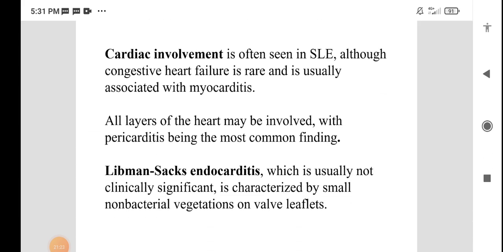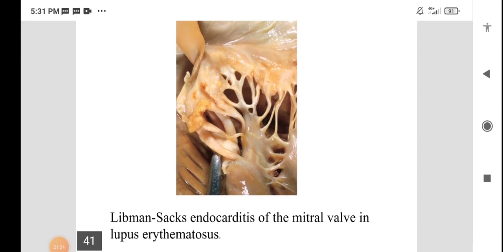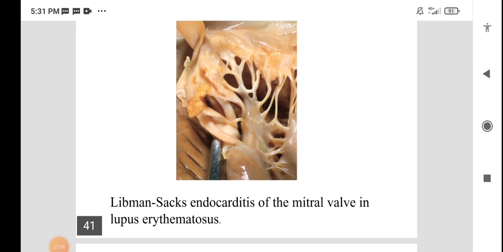Cardiac involvement is often seen in SLE, although congestive heart failure is rare and is usually associated with myocarditis. All layers of the heart may be involved, with pericarditis being the most common finding. Libman-Sacks endocarditis, which is usually not clinically significant, is characterized by small non-bacterial vegetations on valve leaflets. So this is Libman-Sacks endocarditis of the mitral valve in lupus erythematosus.